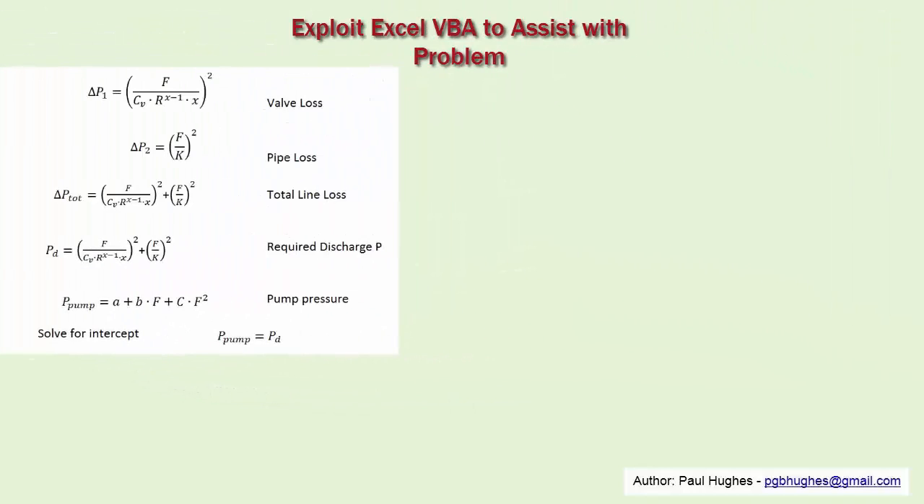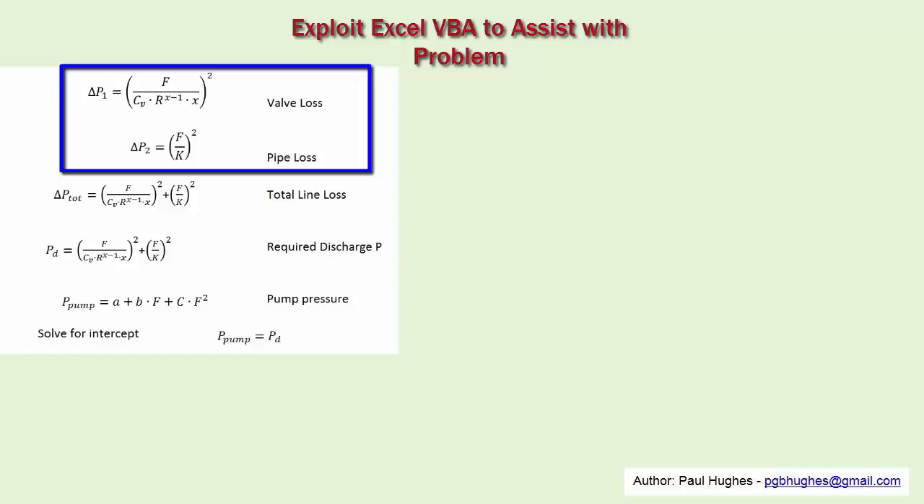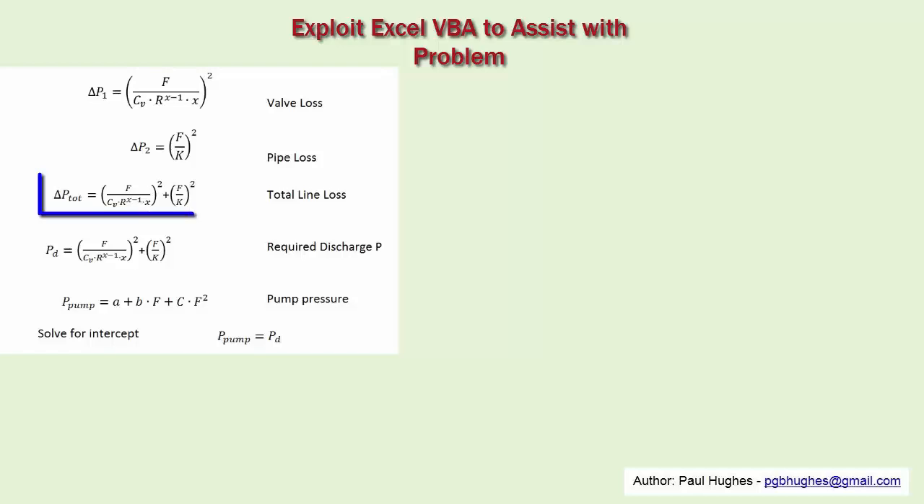So if we have a look at the problem, we have two pressure losses or two resistances in series. The first one is your valve loss, which you can get from rearranging the subject of the equation. And then the pipe loss, if one assumes that the flow is proportional to K times the square root of delta P. Then the total line losses are the sum of those two pressures.